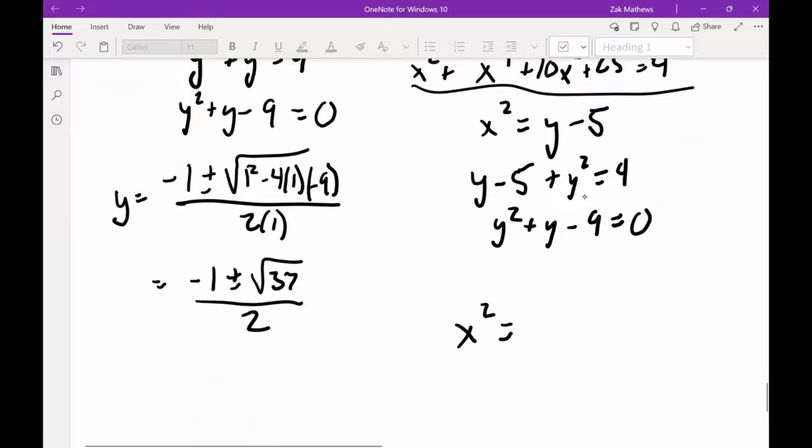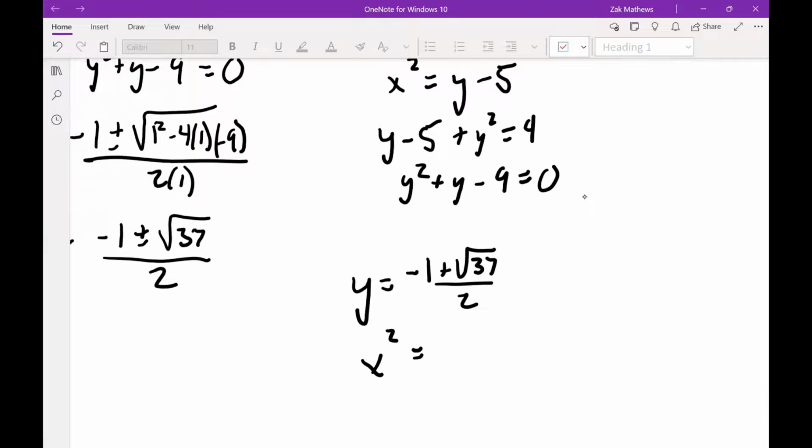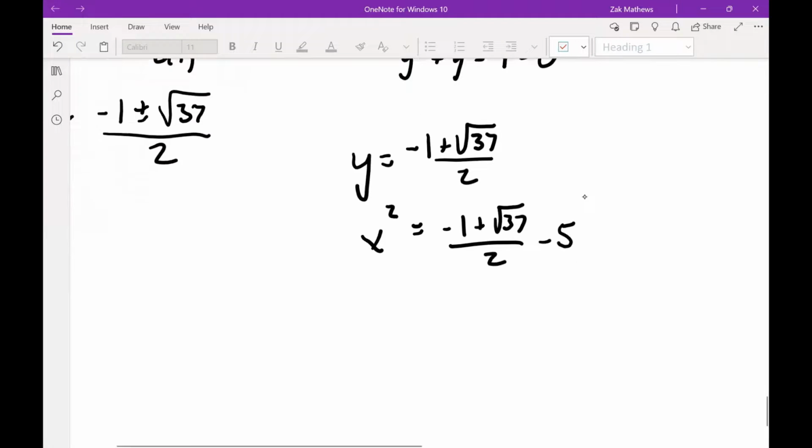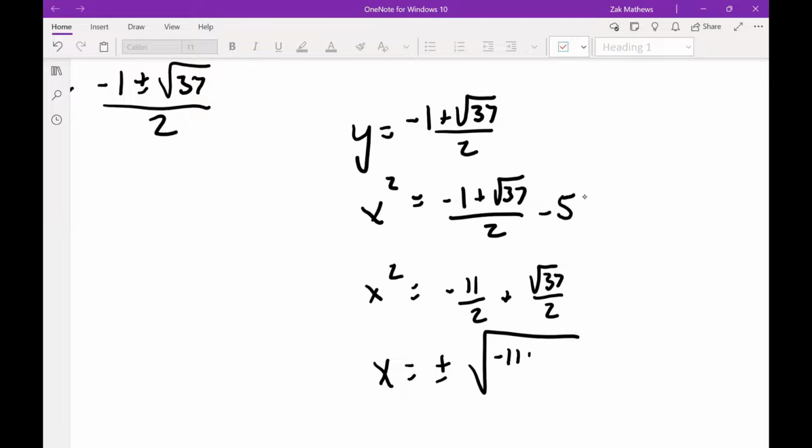X squared is equal to, let me start with y equal to -1 plus the square root of 37 over 2. So then our x squared equals -1 plus root 37 over 2 minus 5. I combine my like terms, so x squared is equal to -1/2 and 5 is -5.5, or -11/2 plus root 37 over 2. And to get the x by itself, I'm going to have to take the square root. So x is equal to plus or minus the square root of -11 plus square root of 37 over 2.